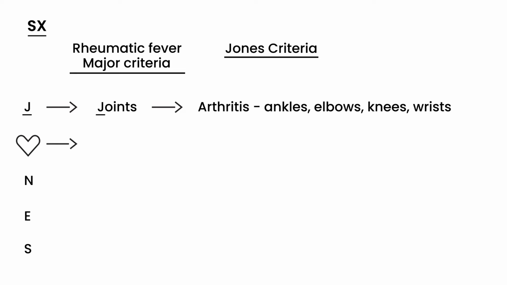The next major criteria: the O is the second letter in Jones, of course, but in our mnemonic we creatively shaped the O into a heart, and there's a reason for that. That's because the heart refers to carditis, and carditis, as the name implies, is inflammation of the heart and the heart muscle. What's important about this is that of all the major criteria, this is the one that can lead to a chronic manifestation, a chronic damage or disease.